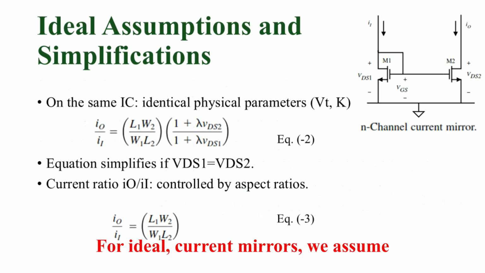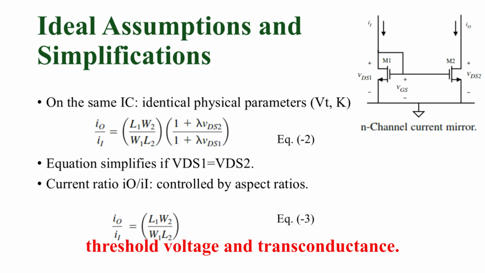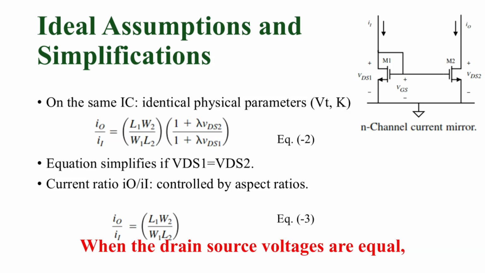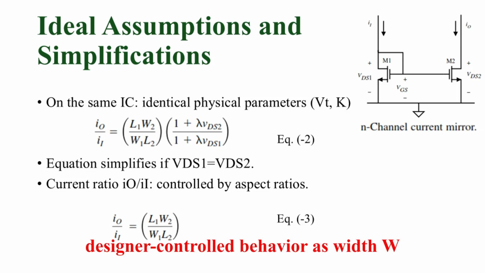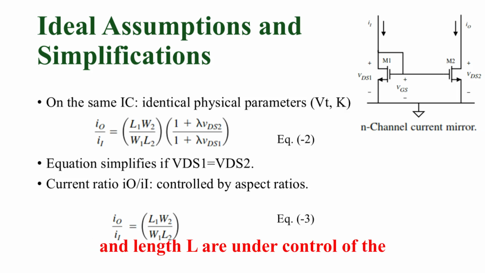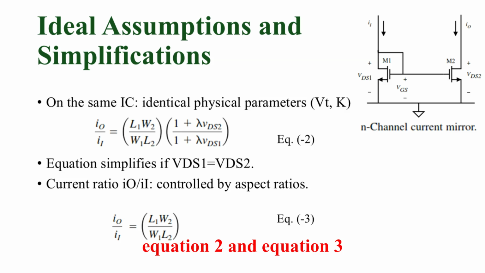For ideal current mirrors, we assume both transistors are on the same chip, sharing identical parameters such as threshold voltage and transconductance. When the drain source voltages are equal, the current ratio becomes directly proportional to the aspect ratios, providing a predictable and designer-controlled behavior as width W and length L are under control of the designer. This relation is depicted in equation 2 and equation 3 respectively.